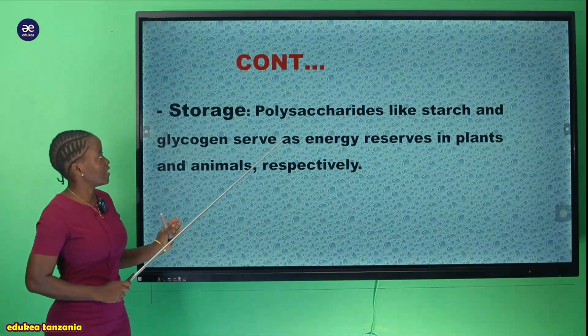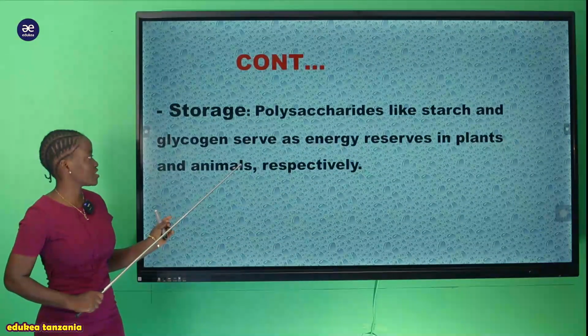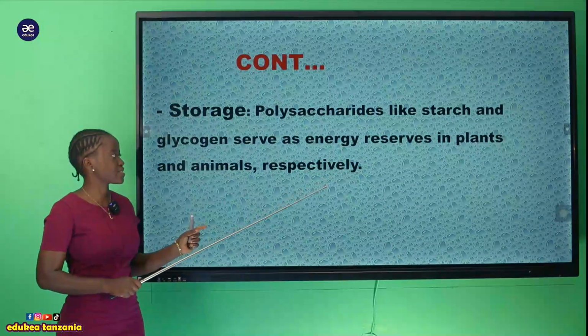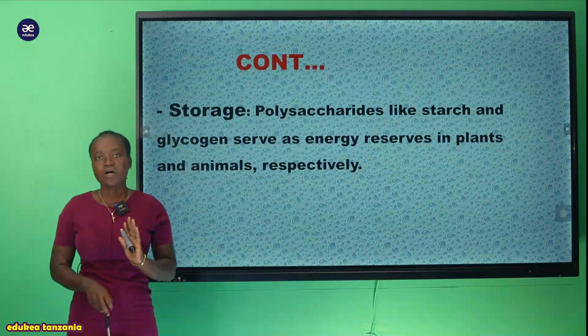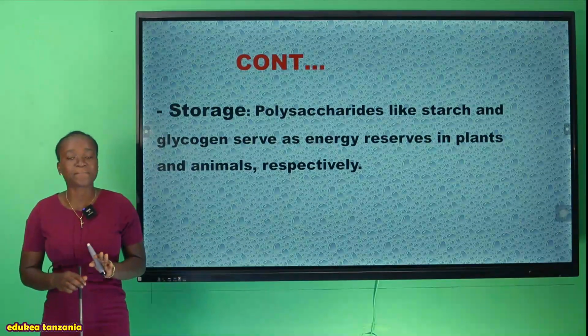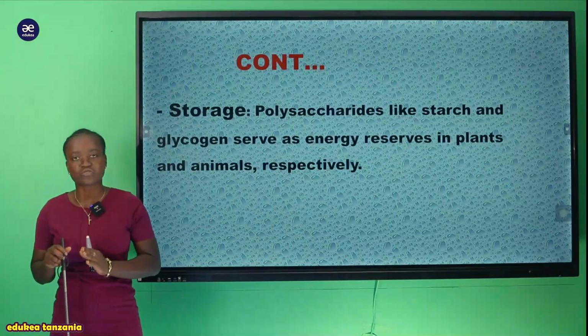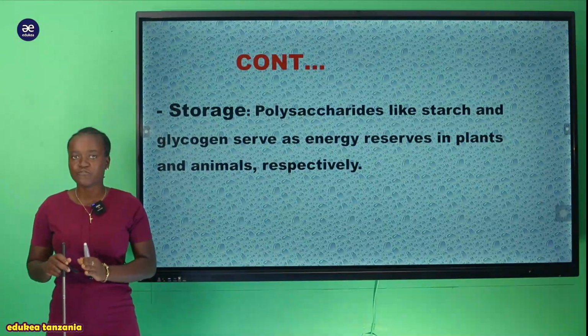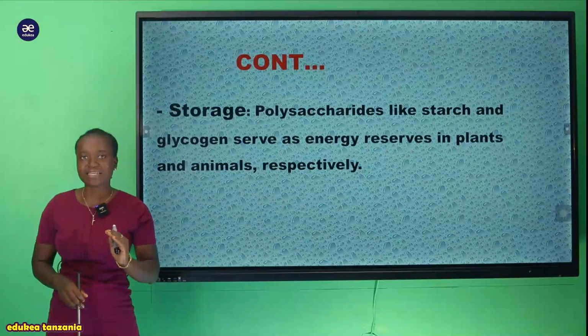And also we have another property of carbohydrate, and here it is storage. Here we can say that polysaccharides like starch and glycogen serve as energy reserves in plants and animals respectively. So carbohydrates are also a primary source of storage of food in different kinds of organisms. And here we are talking about plants and animals.